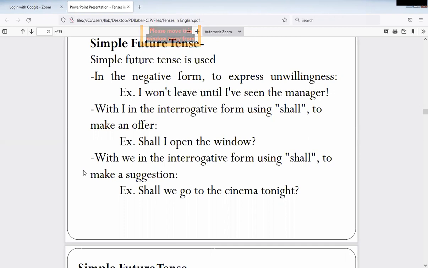This is the question we have asked in the future tense. This is the interrogative form we have used with shall. Shall we go to the cinema tonight?